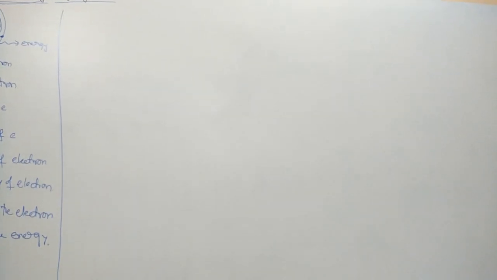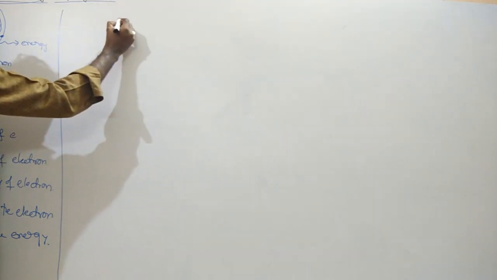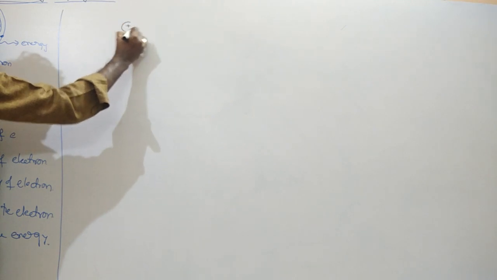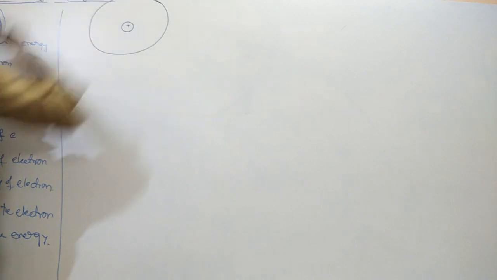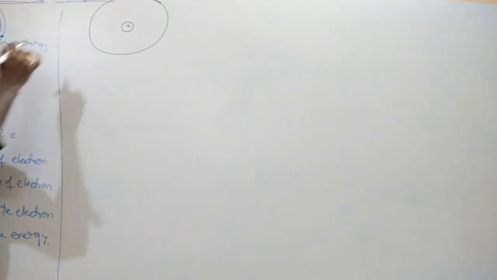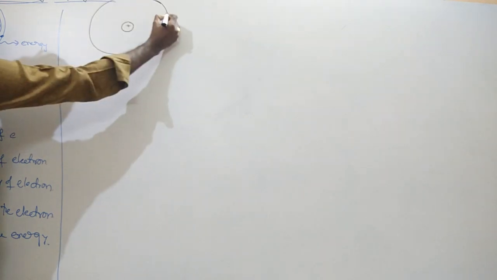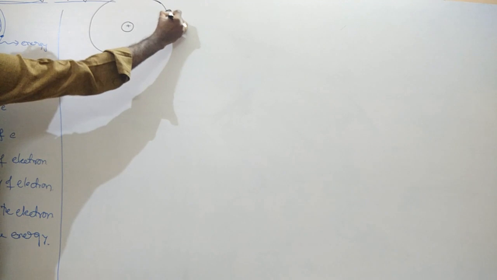For your convenience, we are taking the hydrogen atom and applying Bohr's theory to it. Let's assume here is the nucleus. The electron is revolving in a stationary orbit in a circular shape. Let's assume this is the electron.